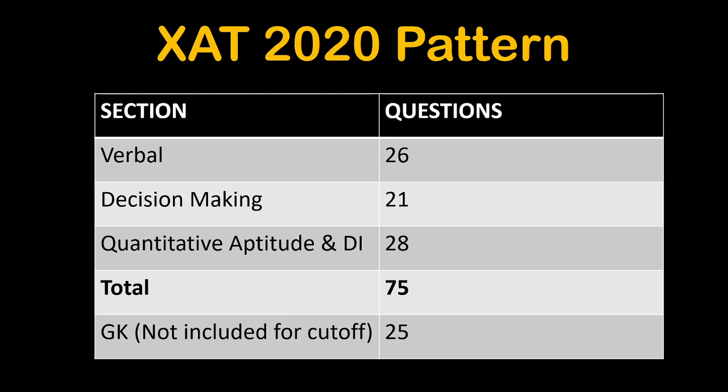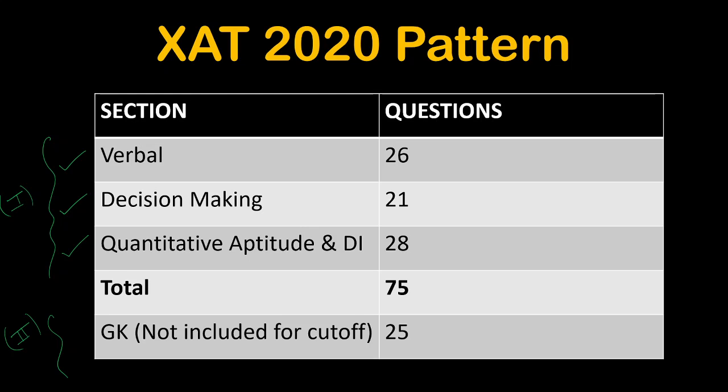First of all, friends, you will be provided with a question paper comprising two parts, part 1 and part 2. Part 1 will comprise three sections: verbal, comprising 26 questions, decision making, comprising 21 questions, and quant, comprising 28 questions. So, in a nutshell, you have 75 questions from part 1. Next will be part 2, comprising 25 questions from general knowledge. So in all, you have 100 questions to be attempted.